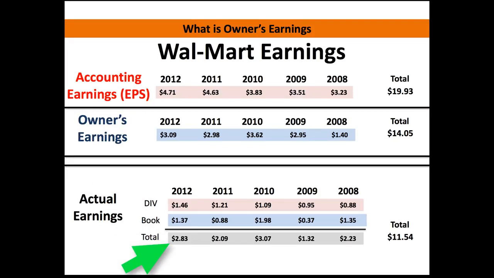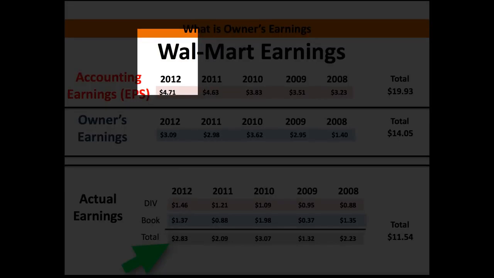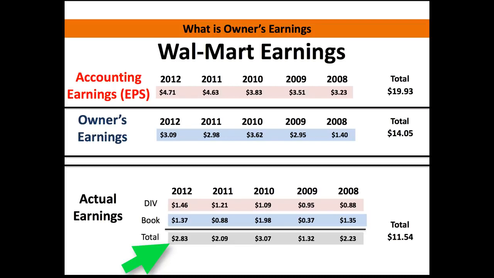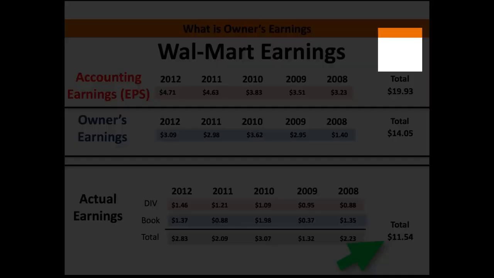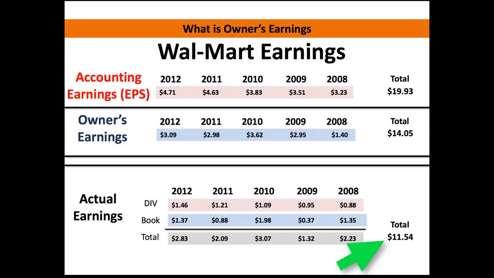For 2012, the total for the shareholder was $2.83, because they had $1.37 in the book, and they had $1.46 paid to them in a dividend. And so I added up all of those dollars that you would have received as a shareholder if you owned Walmart from 2008 to 2012. You would have received $11.54, either indirectly paid into the book or paid directly to you for owning those shares as a dividend.